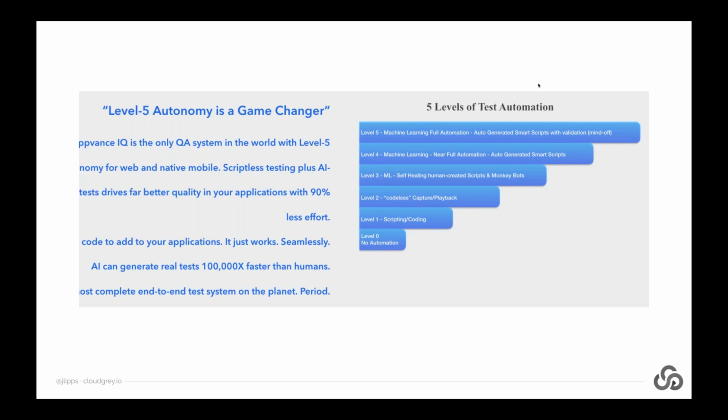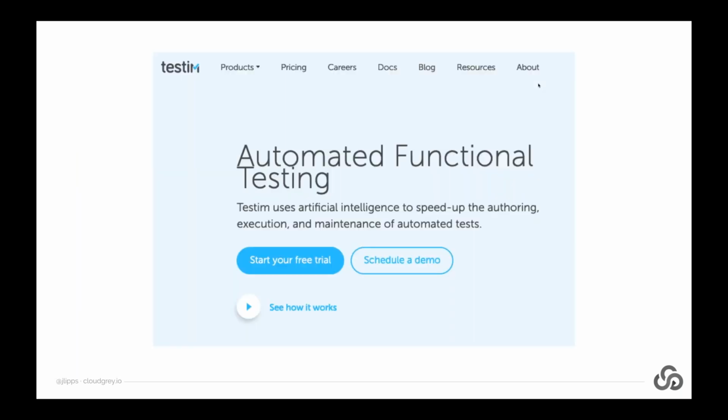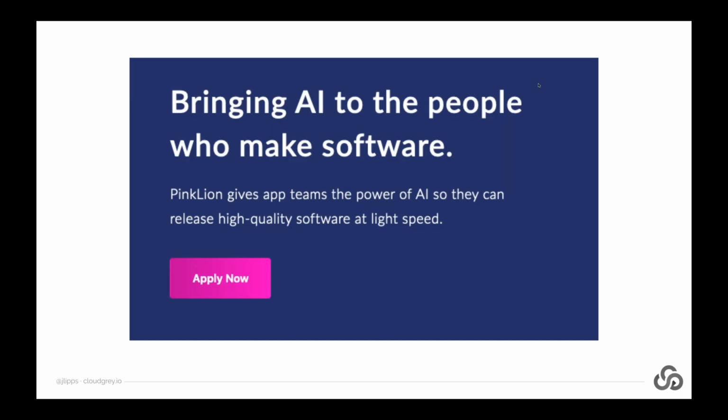There's another company. It just says that it uses artificial intelligence to speed up authoring, execution, and maintenance of tests. This company gives teams the power of AI. Okay, great. Who wouldn't want the power of AI? I love it. But again, it's hard to know exactly what that means.